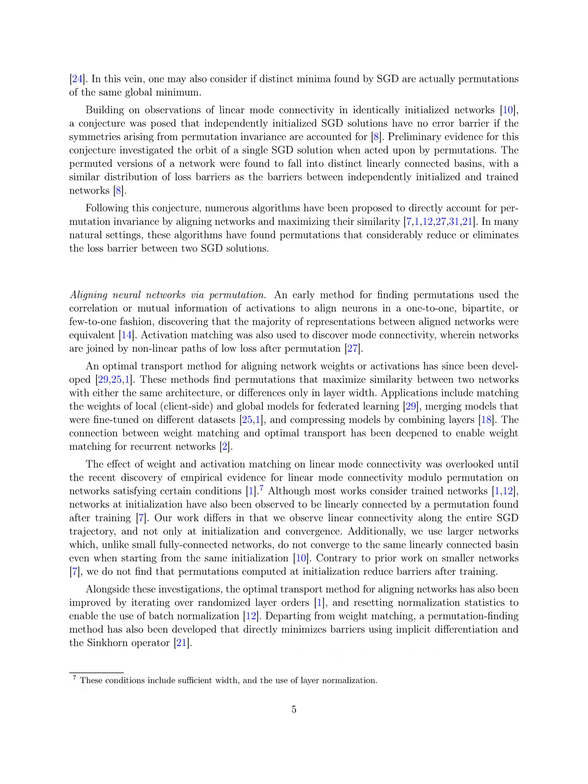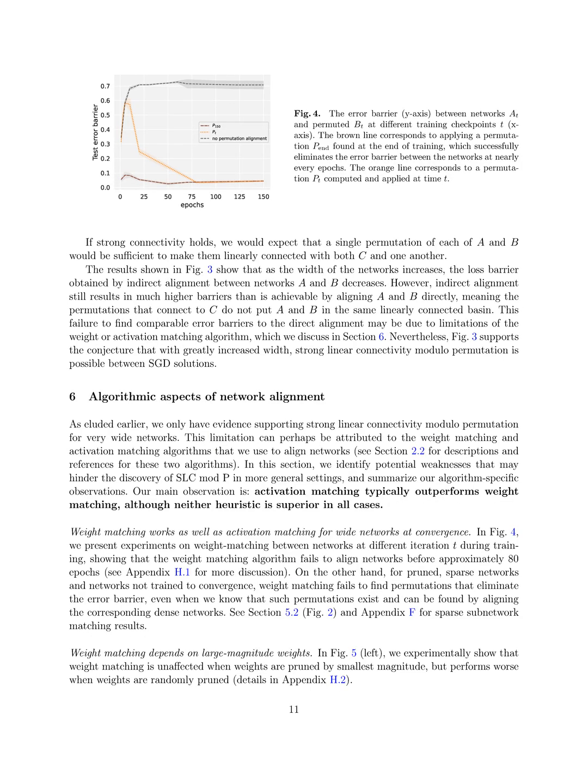In the case of SLC mod P, a single permutation should be able to align two networks directly with low error barriers. The paper provides evidence for SLC mod P by showing that as the width of networks increases, the loss barriers decrease when aligning networks indirectly, indicating the potential for strong connectivity. However, the results suggest that the current weight and activation matching algorithms may have limitations in fully achieving SLC mod P, as the error barriers are still higher compared to direct alignment.